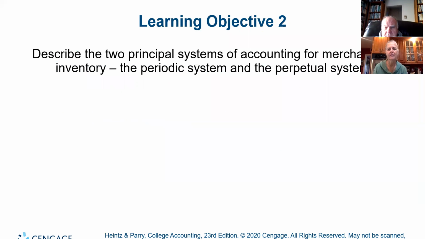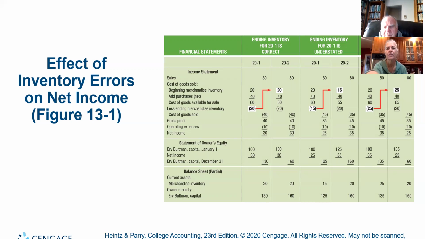Wait, can you go back a sec? Okay. So where is the error? So you said 20 plus 40 is 60. And then where did, oh, so that's just you count the merchandise there. Okay. Yeah. Got it. So we're understated by 25 here and overstated here.